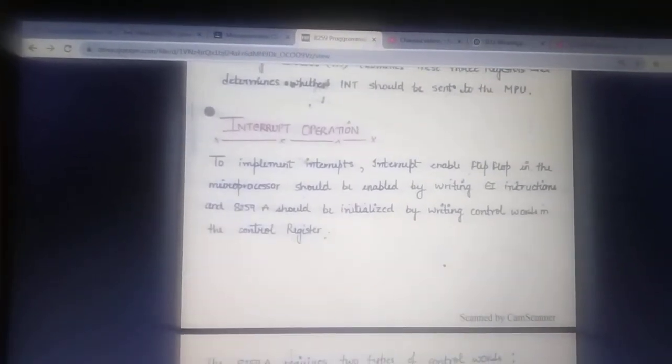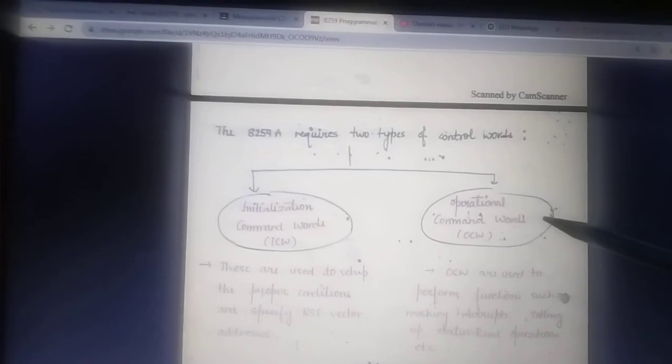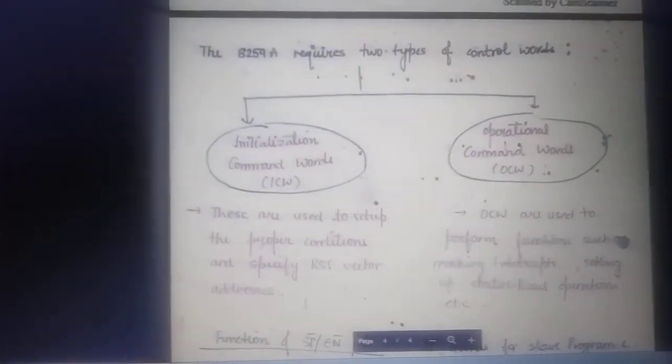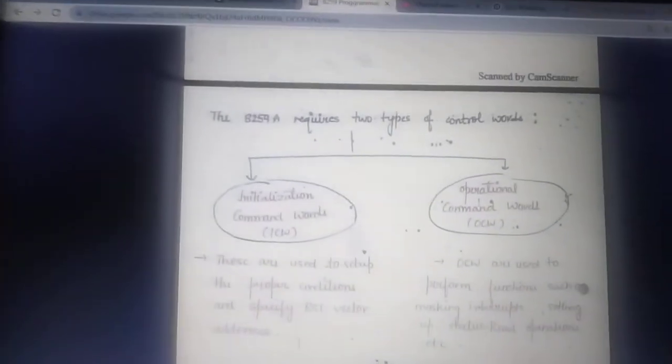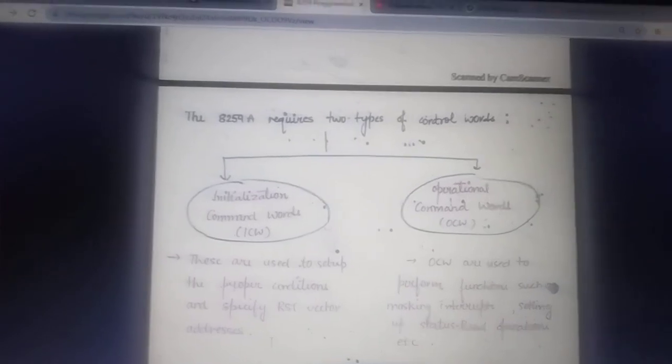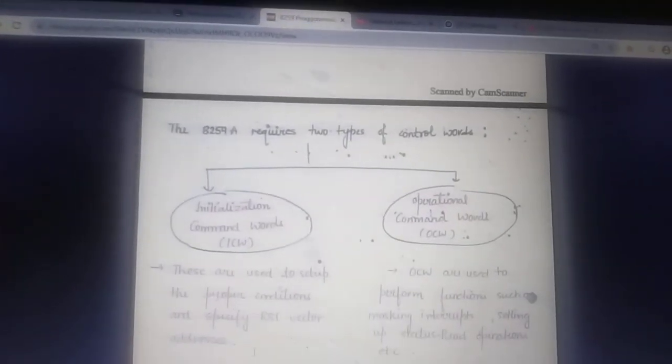Now, what are the control words? There are 2 types of control words in 8259A: the initialization command word, in short called ICW, and the operational command word, in short called OCW. What is the use of the initialization command word? The initialization command word is used to set up the proper condition and also specify the address of the interrupt.